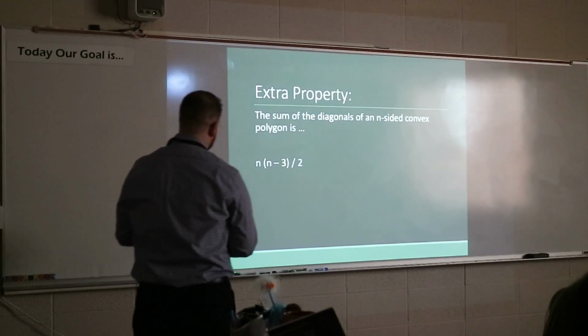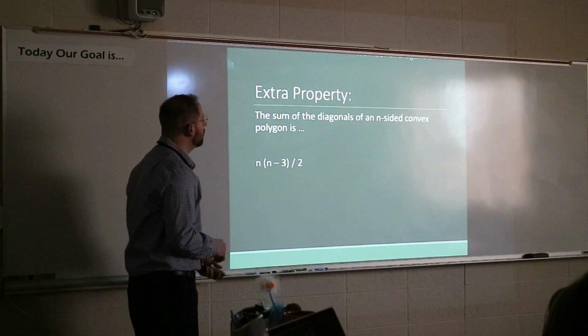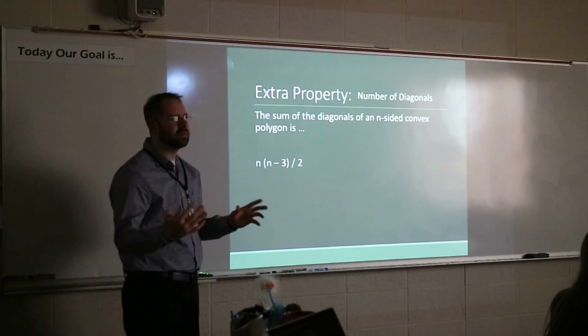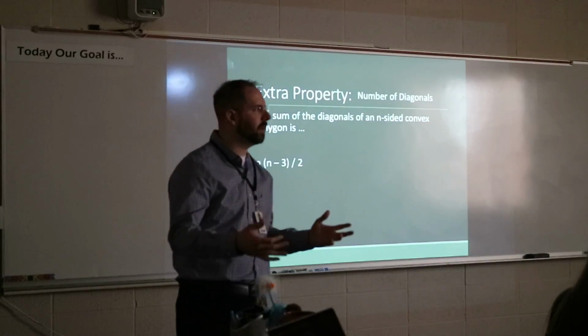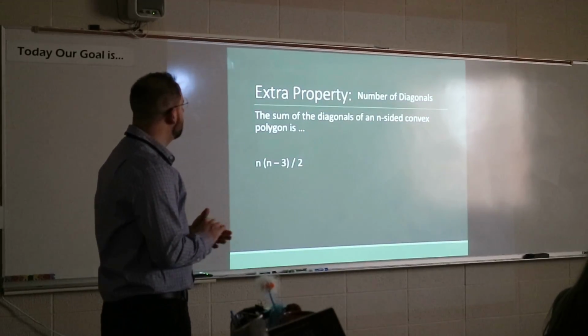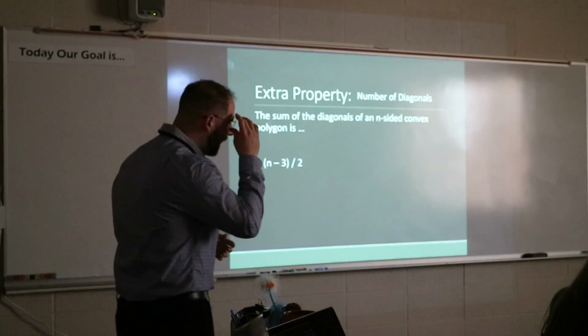This is the formula you need to have written down somewhere in your notes. Again, this property is just to help us find the number of diagonals. There's not really a theorem number that goes with it. They just give it as an extra property, but it is important. Okay, let's talk about what a diagonal is.